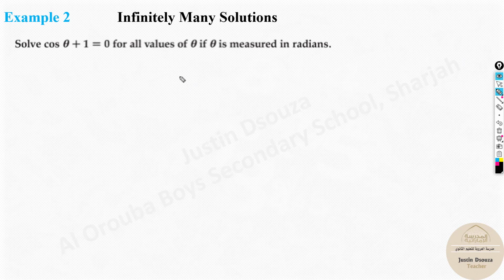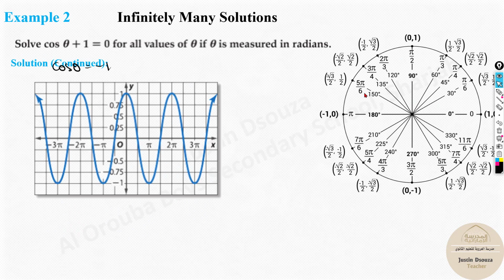Now we have this particular problem where cos theta plus 1 equals 0. This is very simple. You can just do cos theta equals minus 1. Here they have not mentioned any restrictions of the domain. Now when is cos theta minus 1? If you recall, it's only minus 1 at 180 degrees. See, this is the unit circle. At 180 degrees, cos theta is minus 1. There is no other value of negative 1.